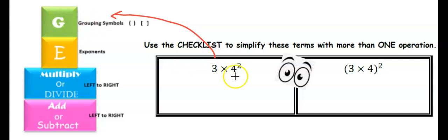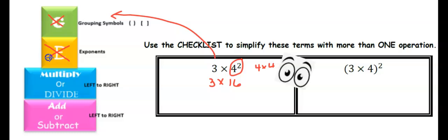Are there grouping symbols in this problem? No. Are there exponents in this problem? Yes. So we do exponents first. This means 4 times 4. And 4 times 4 is 16. So I'm going to write that down. But the 3 is waiting because we haven't multiplied yet by 3. One operation at a time. So I performed this operation and I brought the 3 times down in front. That's funneling and that's required.